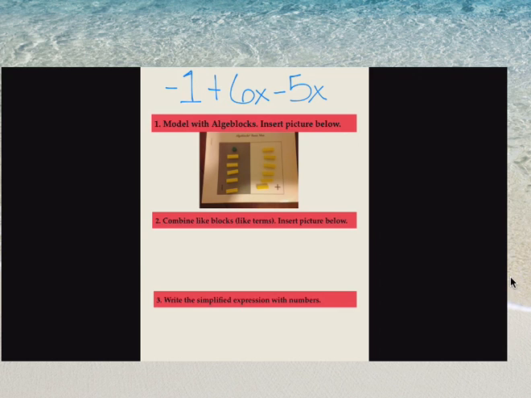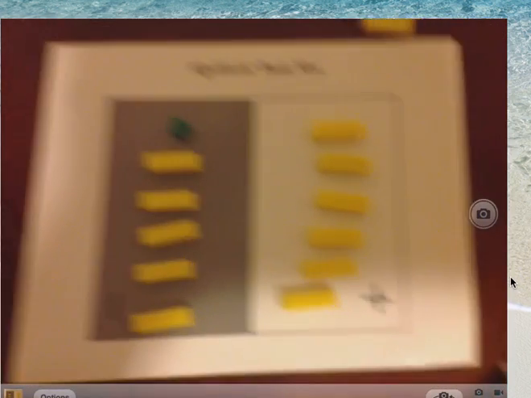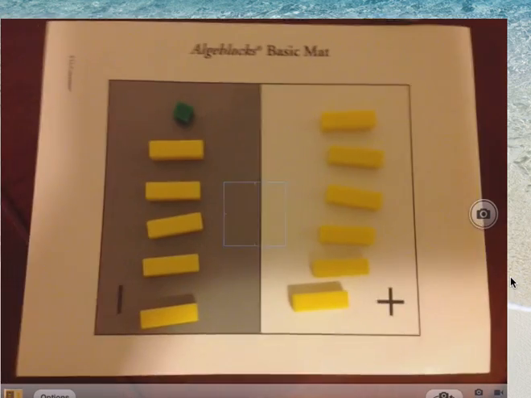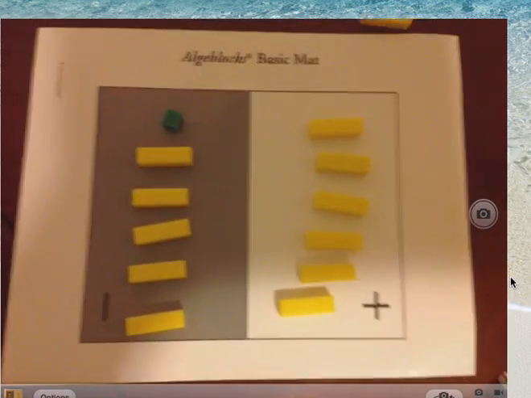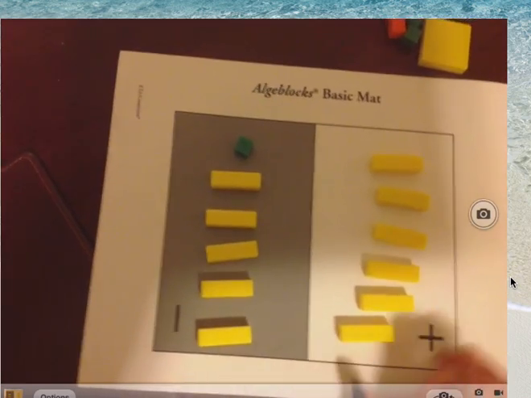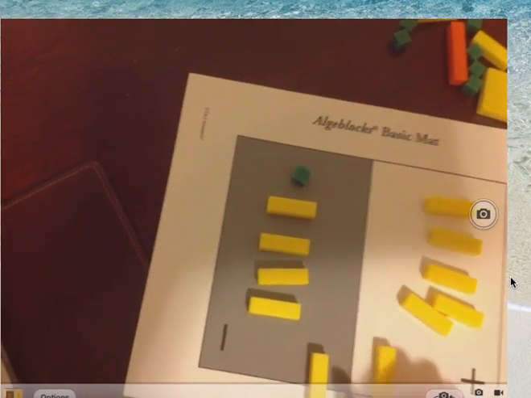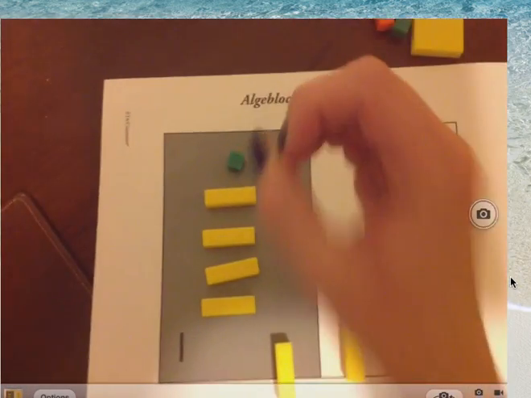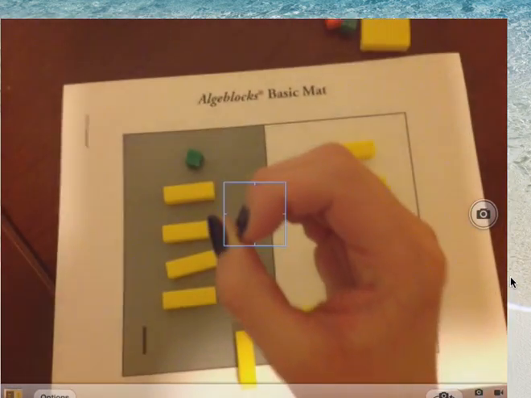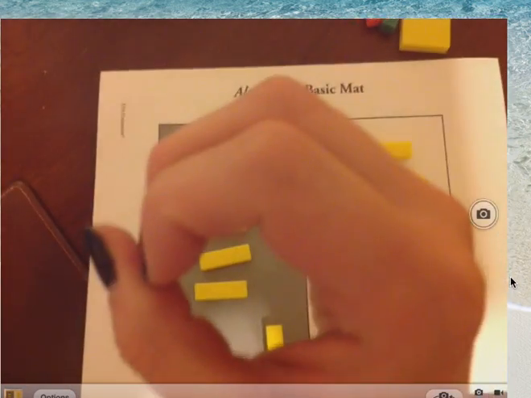Okay, remember our next step is to combine like blocks or like terms. So let's see what we can combine. Well, I see a lot of yellows here that we could combine, right? But remember, some are positive and some are negative. So just like with the green blocks, when I combine one positive x with one negative x, that makes 0. One positive plus one negative equals 0.